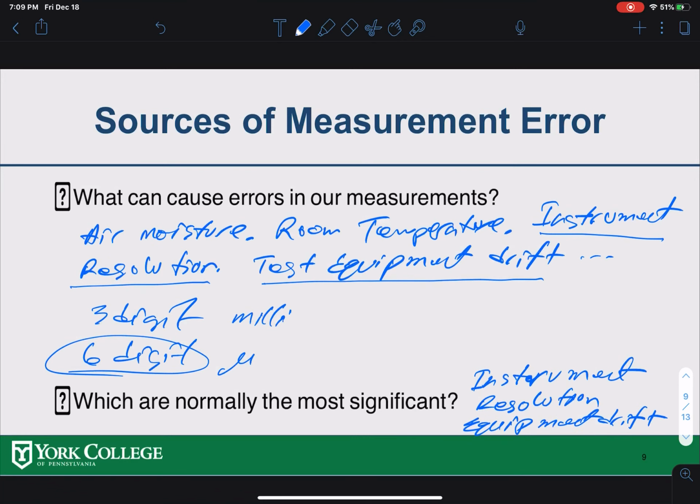These are the most significant errors in your measurements. Never ever say that it is human error. If you have a human error, go back and correct it. Human error is not accepted in any measurement.